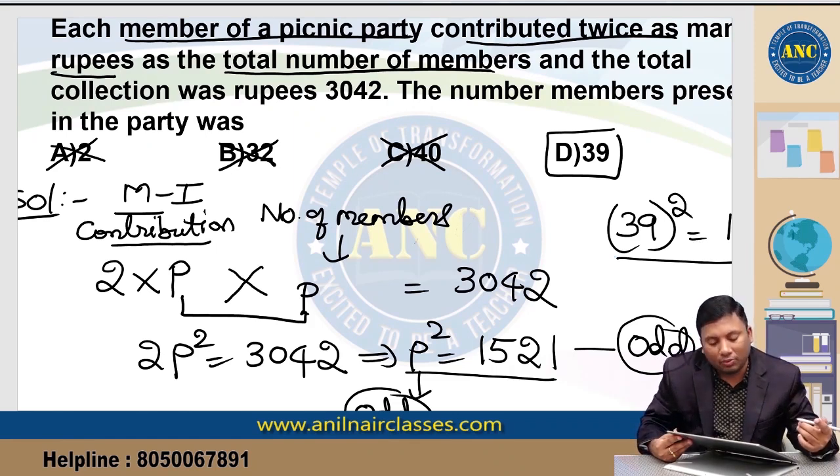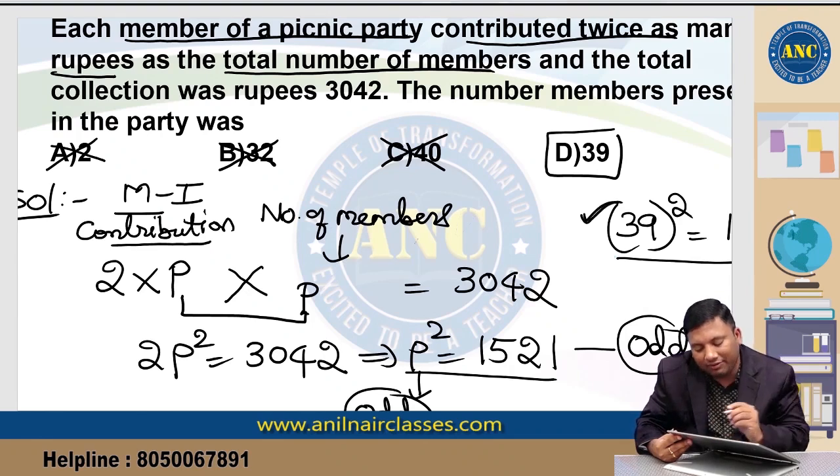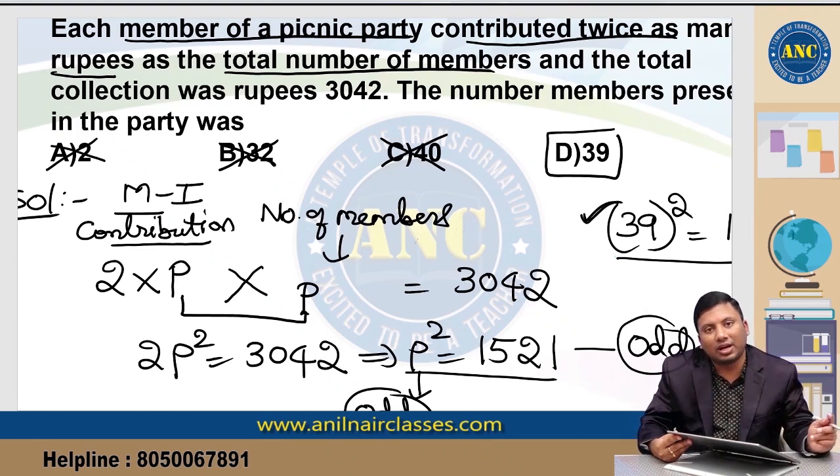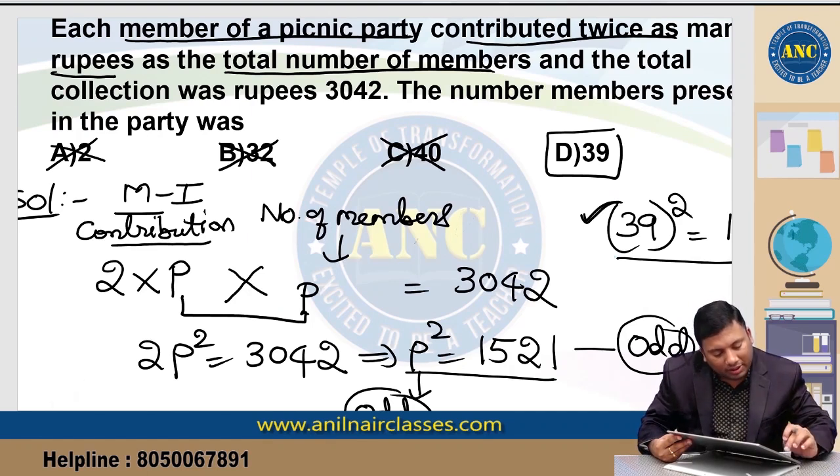Now you might get a doubt, what if instead of 39, 29 is there? What if instead of 39 some other odd number is there? That also we will do. So p square is 1521, p value is 39. Another idea is how you can find out 39 whole square as 1521. That also we will discuss. First method, I hope it is clear, right?